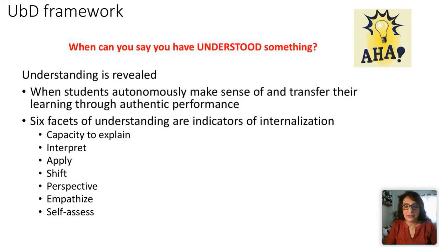Understanding really is revealed when students autonomously make sense of and transfer their learning through an authentic performance. So you're absolutely correct when you say I need to see some kind of performance or an application. Wonderful. And remember, there are 6 facets to understanding. If you want to look at the indicators of how internalization happens, there are a bunch of these things which you need to remember. The capacity to explain, one of you mentioned that, the capacity to interpret, apply, to shift. So you should be able to transfer yourself from here to there and see that your position is still strong. You are still comfortable when you're able to explain. You are able to have multiple perspectives, empathize, and you are also able to self-assess. So if you are able to do these, I understand that you have understood.